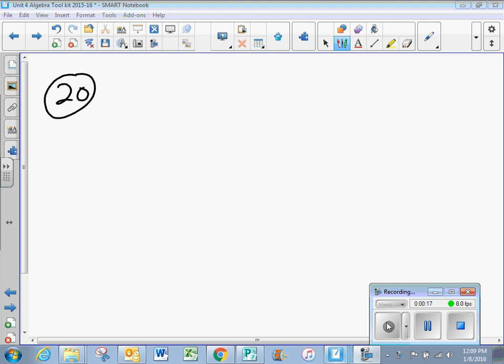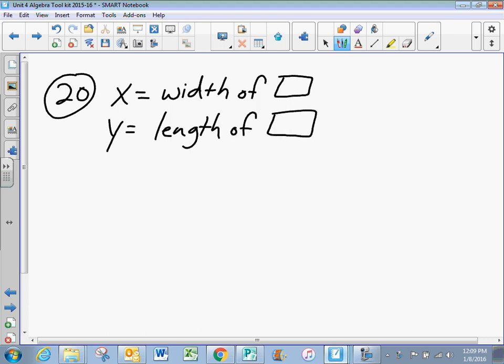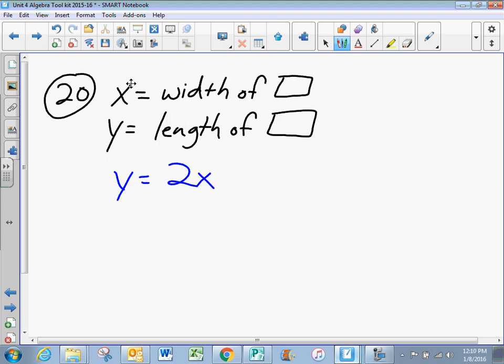Okay, number 20. We're talking about the width and the length of a rectangle, right? So if x is the width of a rectangle and y is the length of the rectangle, what do we know about the width and the length and their relationship? Well, we know that the length of the rectangle is twice the width. Pretty simple. We also know that the perimeter of the rectangle is 30.